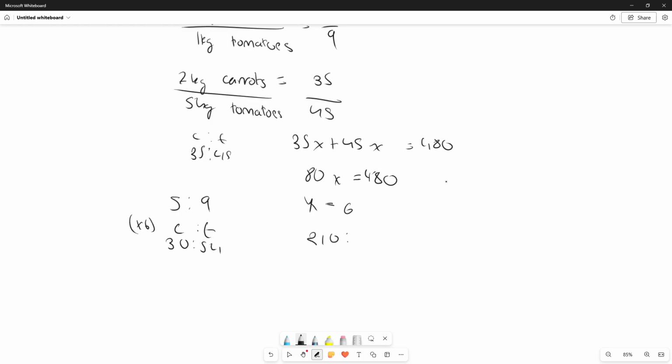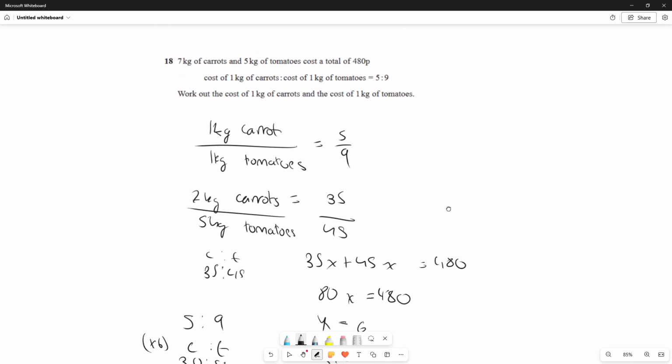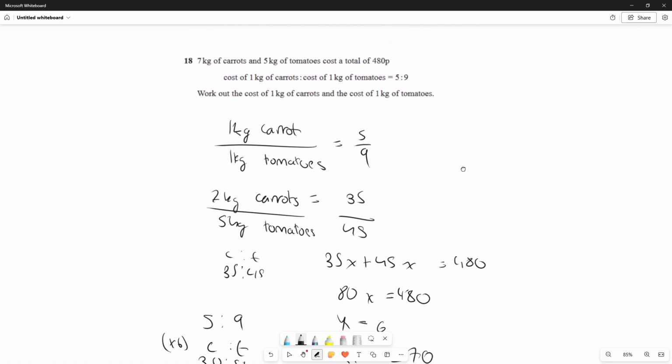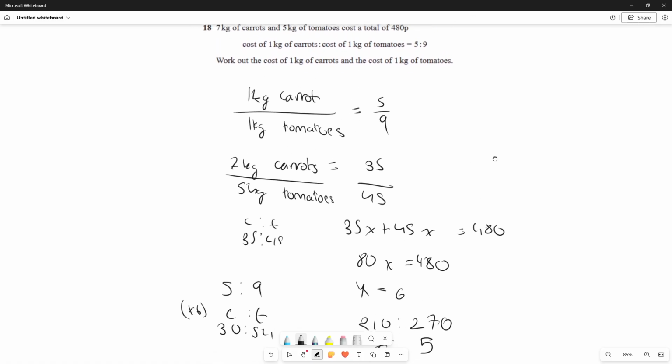Hold on. Is it 5 to 9? Yeah, it's 5 to 9. Oh, okay, 270. Okay. This is how much they've paid. Now, if we divide this one by 7, and if we divide this one by 5, notice. Oh yeah, sorry, that makes sense. I do apologize for this brain fog.